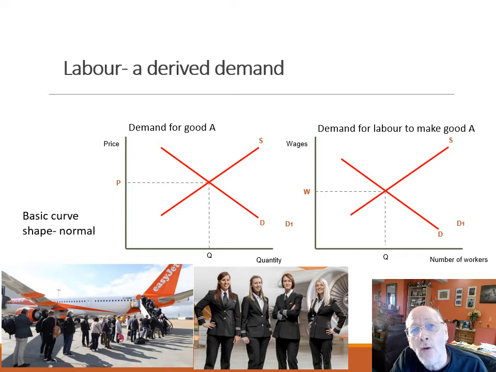So workers are employed because of what they can produce. So for example, those airline pilots for EasyJet wouldn't have their jobs if those people didn't want to go on holiday. By the way, EasyJet only employ 5% of female pilots, but they're trying to do something about that. So if we have the market for goods on the left hand side, pretty much that's duplicated by the market for labour on the right hand side.